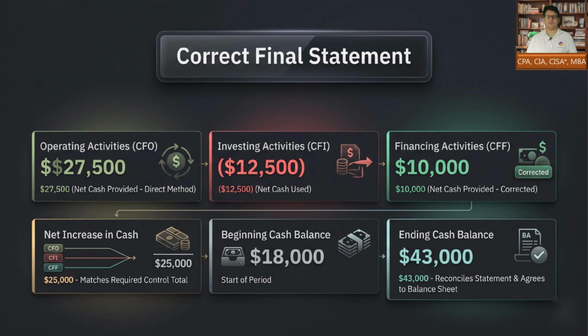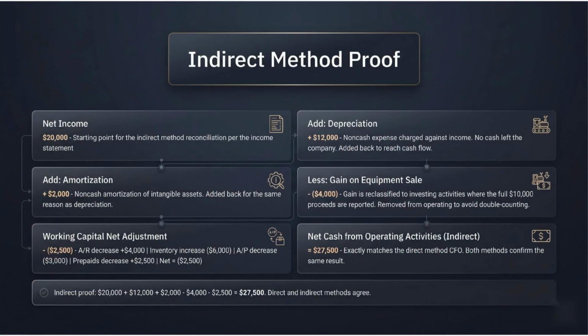This is the moment a preparer wants. The cash bridge is complete, the sections reconcile, and the control total has been hit exactly. When the statement ties cleanly, you can breathe. When it does not, the cash flow statement keeps staring at you like an unfinished reconciliation when the clock shows 11:50 at midnight. Now we prove operating cash flow using the indirect method.